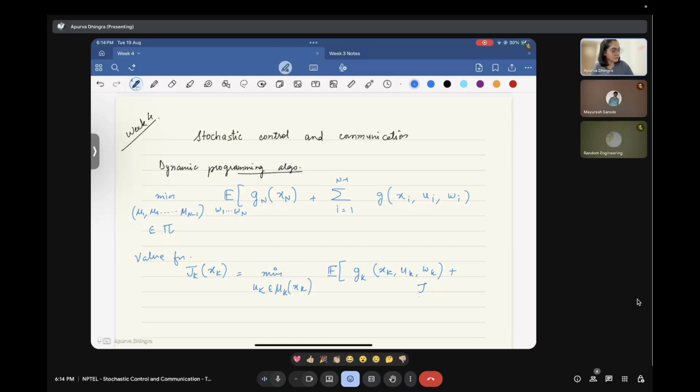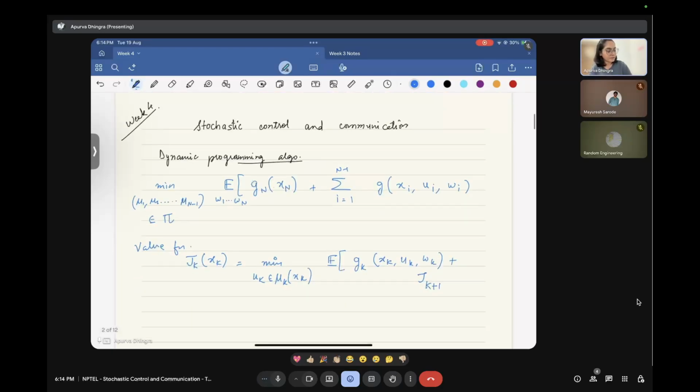Now here inside there is a jk term, but of the previous one. Dynamic programming basically starts from the end point and goes backward, so it's a kind of backward induction. We would start from the nth state, the terminal state, and for the terminal state the value function jn of xn is just gn of that particular state.